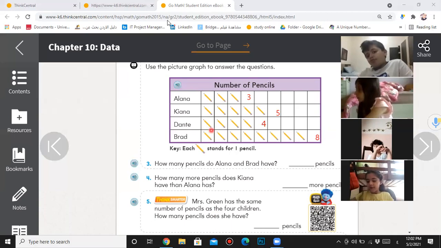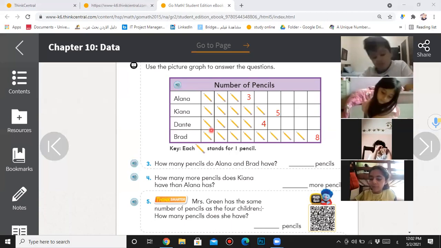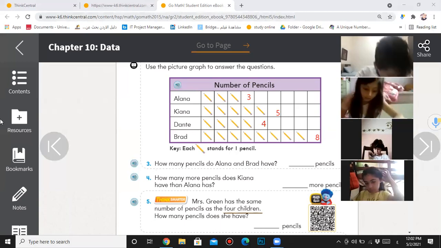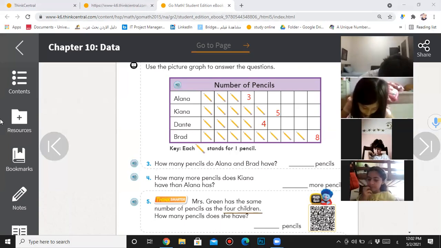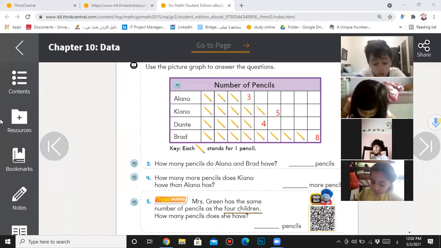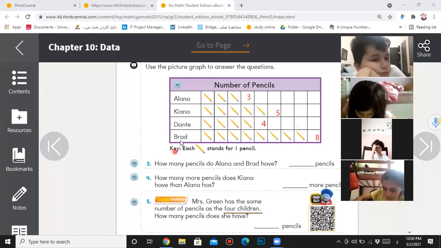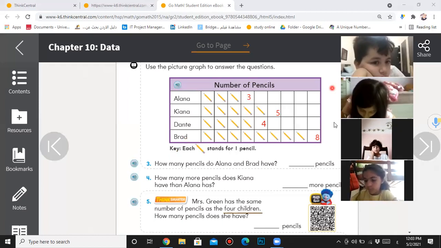So 8 plus 4 plus 5 plus 3. Because they're asking about all of them, then I'm going to add. We're going to add all of them. Alana has a 3, we're going to add 3. Kiana has 5, so 3 plus 5. Dent has 4, so 3 plus 5 plus 4. What about Brad? Brad has 8, so we're going to add 3 plus 5 plus 4 plus 8. We're going to add all of them together.